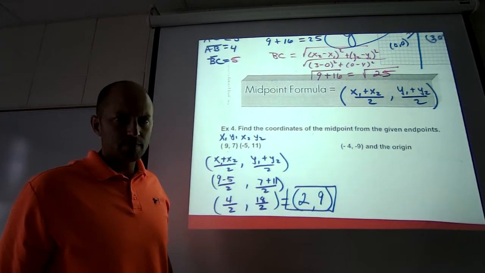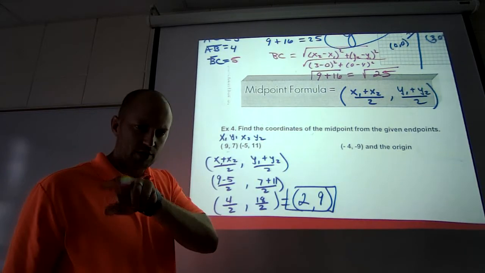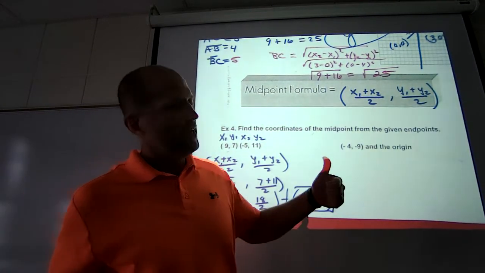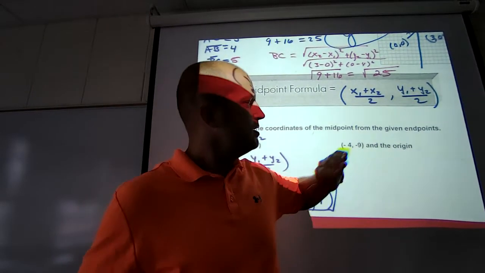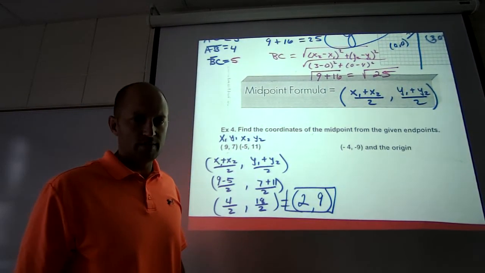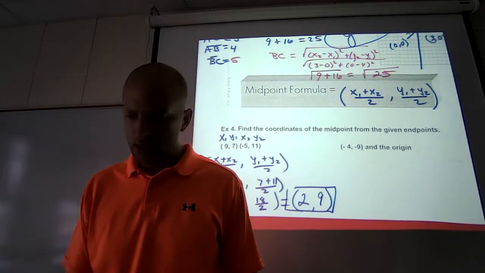Okay? Super easy, right? Add the 2 numbers, divide by 2, add the 2 numbers, divide by 2. The only way to make this harder is they'll give you a point and they'll say, hey, we got the origin. So then we have to know what the origin is. All right, Henry, you remember what the origin is?